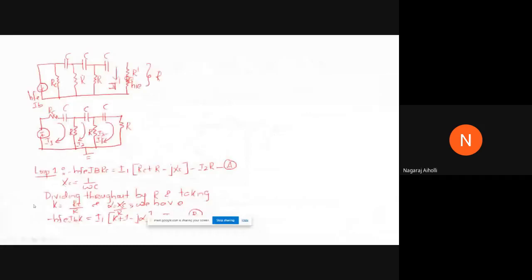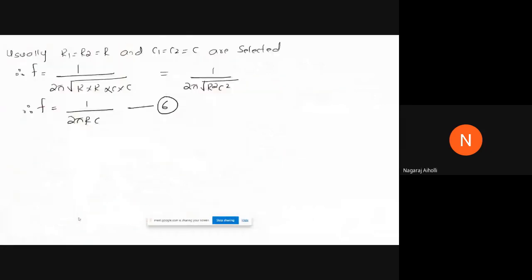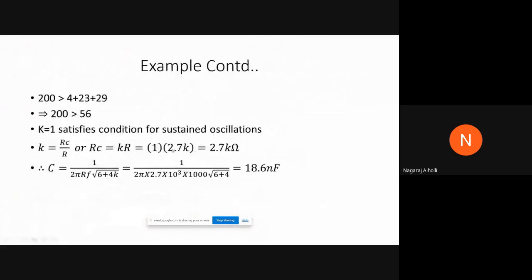K is equal to RC by R, right? So if we take K is equal to RC by R, then we will be getting RC is equal to K into R. K we have taken as 1, so 1 into R. R we have assumed as 2.7 kilo ohms. That comes out to 2.7 kilo ohms.